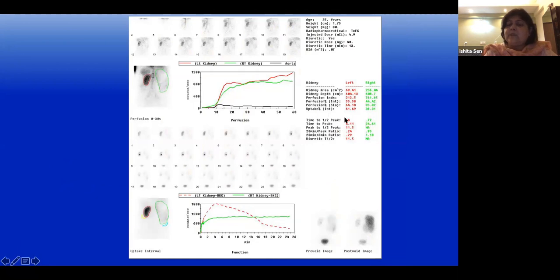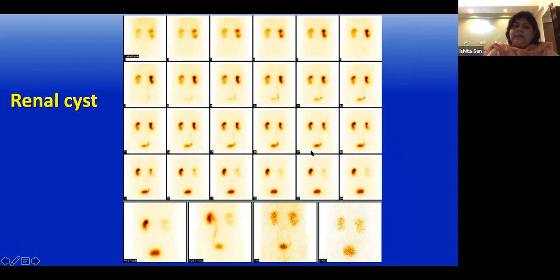And you get a differential, all these numbers which tell you what the differential function is. You see it is a 60-40 differential contributory function, and it also tells you the time to half and the T half max. Okay, so this is a renal cyst.